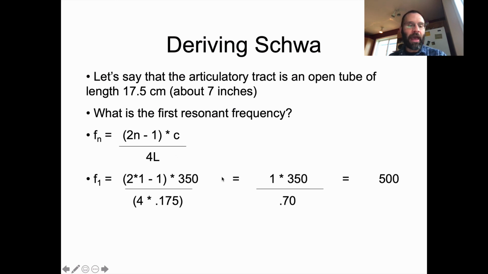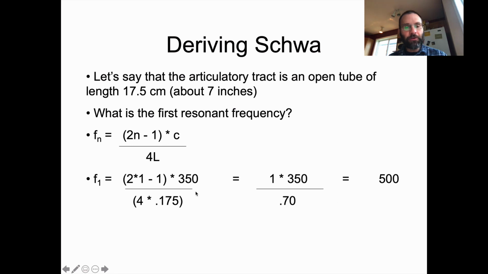So when you do that math, it winds up looking like this. N is 1, so 2 times 1 minus 1 is 1. Times 350 just gives you 350 at the top. The bottom is 4 times the length of the tube, so 4 times 0.175. If you want, you can work that out with a calculator. 4 times 0.175 is 0.7. 350 divided by 0.7, it turns out, is 500. So the first resonant frequency here is 500 hertz.